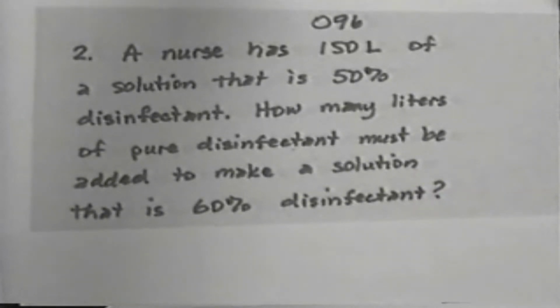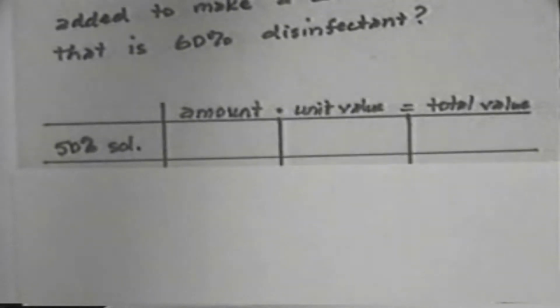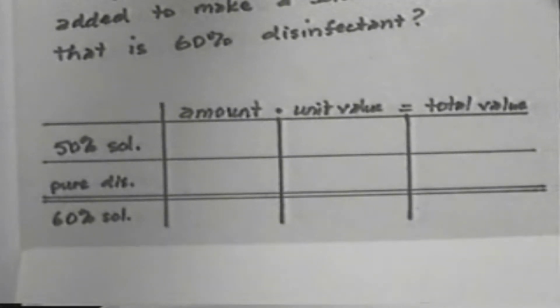Well, let's go to our chart. Amount times unit value equals total value. Amount times unit value equals total value. This across the top.